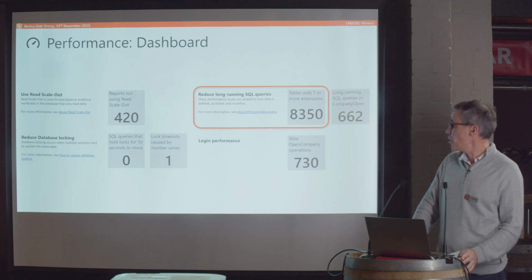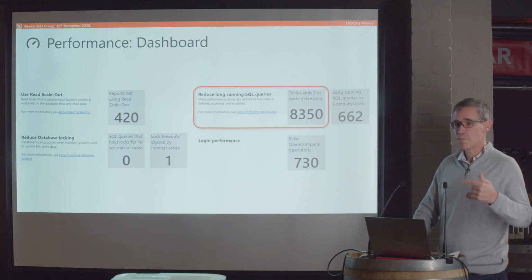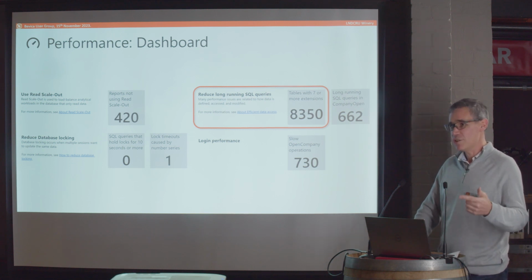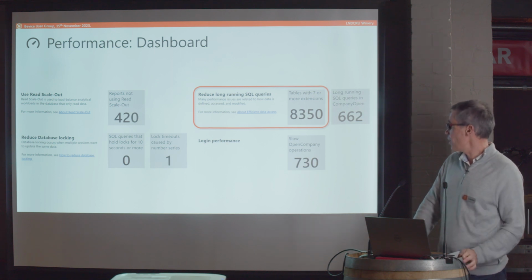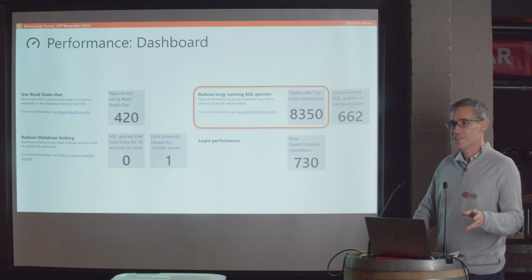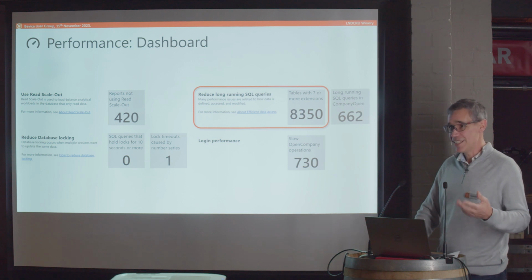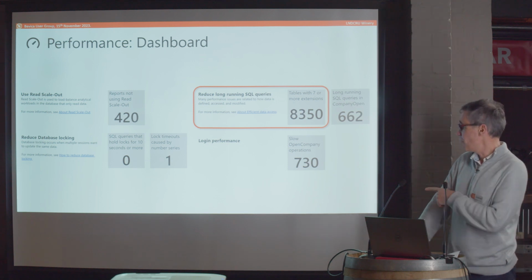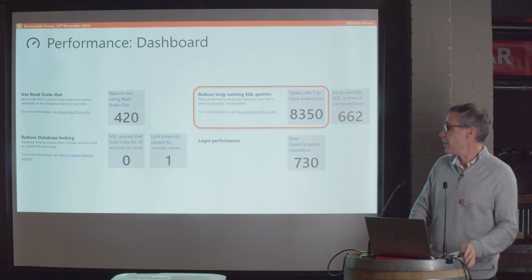And this is the one that's probably the most important to us, what are called long-running SQL queries. So that's the software trying to do something and it taking a bit longer than it should because something could be improved. So it doesn't mean there are 8,350 problems in the software, but drilling down into that number will give the developers an idea of where they need to concentrate and things that can be easily fixed to make things faster.